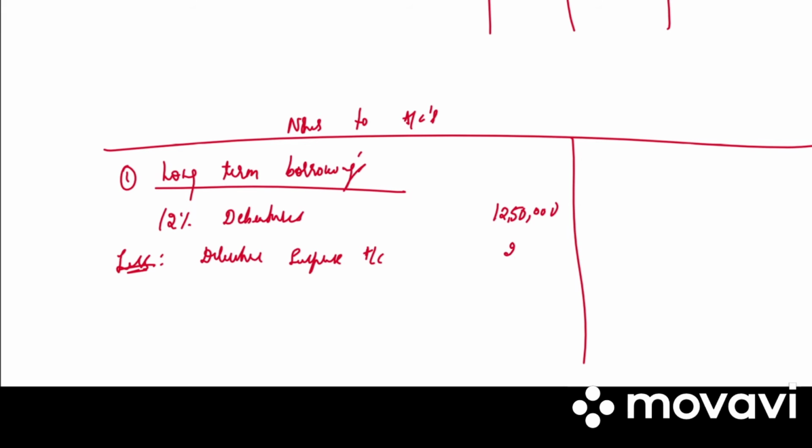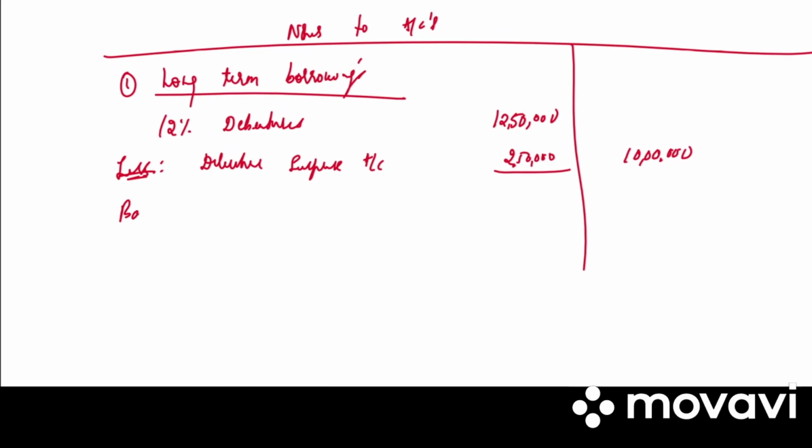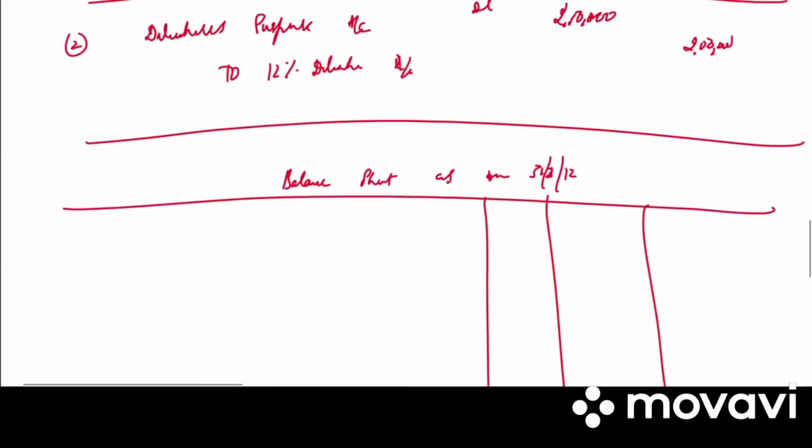How much is it? 2,50,000. How much do we get? 10 lakh. Then we have bank loan. How much is it? 2 lakh. So how much do we get? 12 lakh. Same thing in the balance sheet.